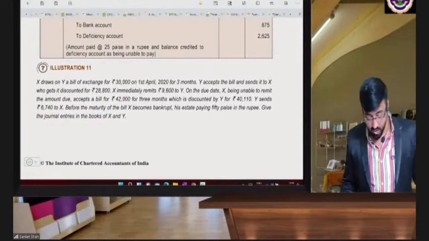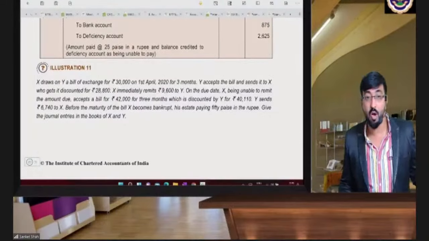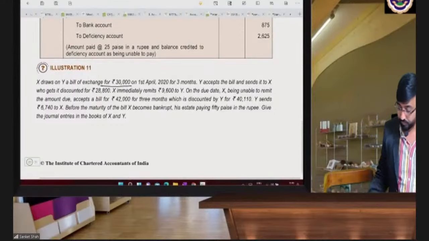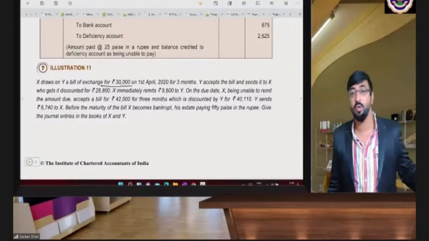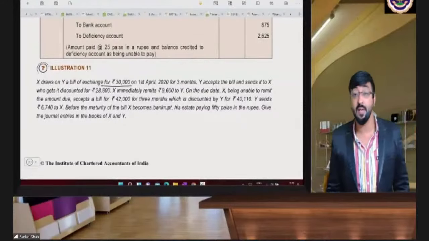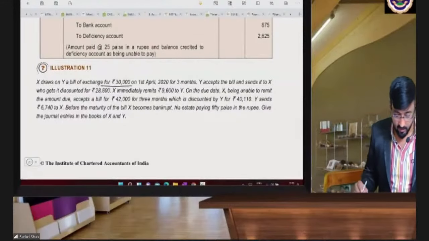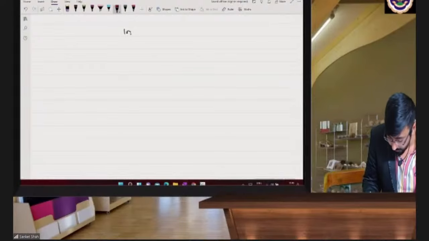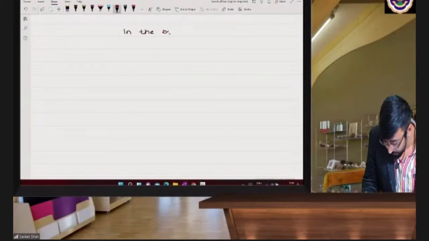Okay. X draws a bill on Y. X draws on Y a bill of exchange for rupees 30,000 on 1st April 2020 for 3 months. How many months later? 3 months. So we are writing in the books of X. Yes, you can note down with me. Write down in the books of X.